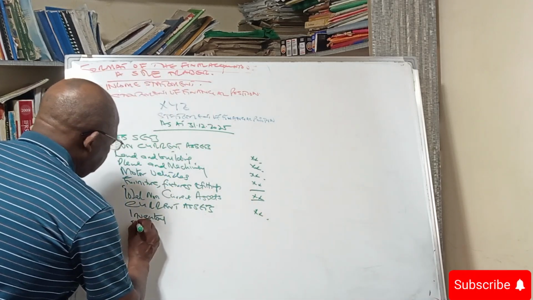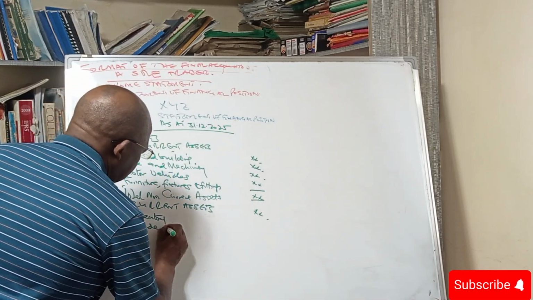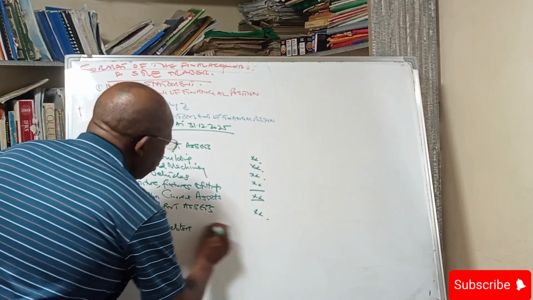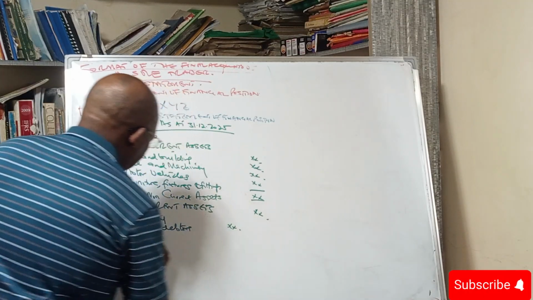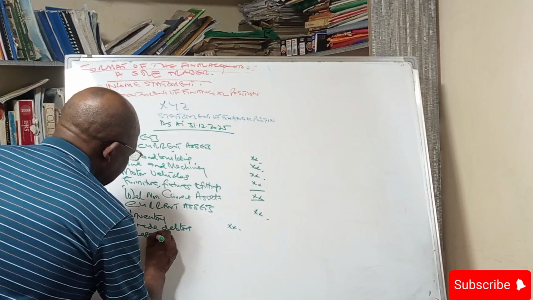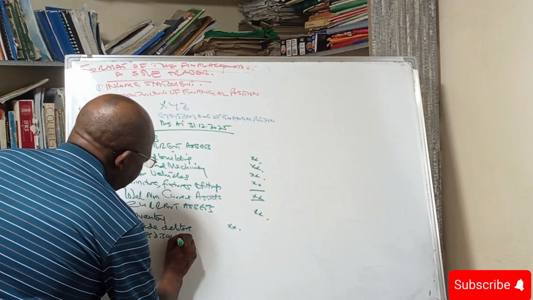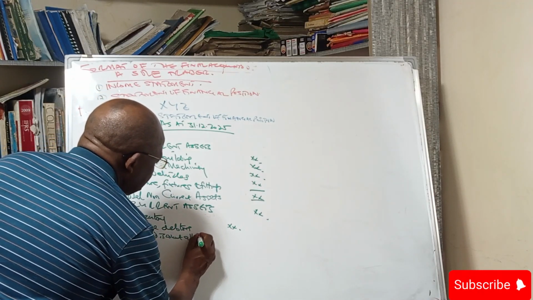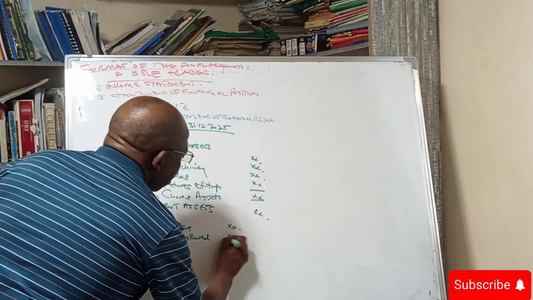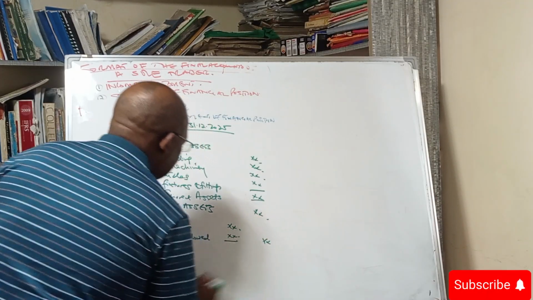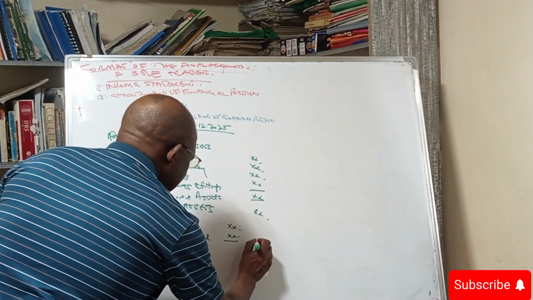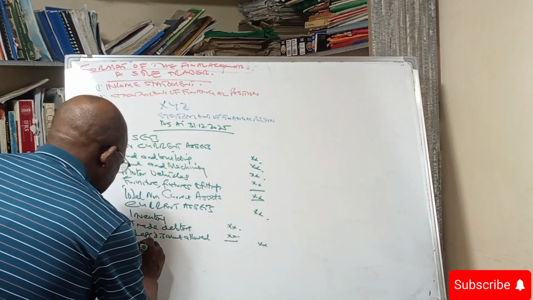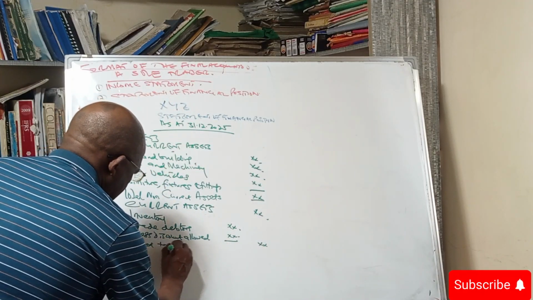Then we talk about trade debtors. Please mark how we account for trade debtors. We say less discount allowed. We get net debtors. We get net trade debtors.